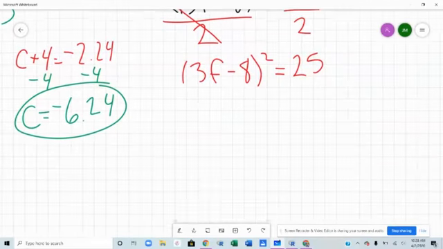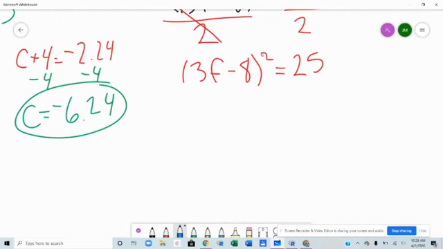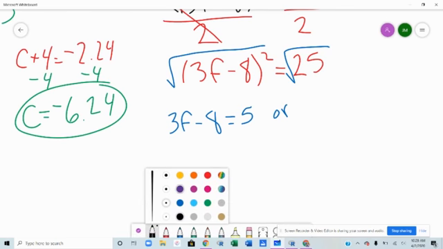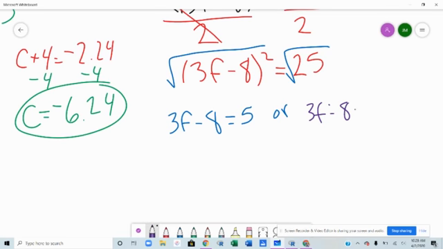After multiplication and division, you get rid of your exponents. You have a square you need to get rid of with a square root. So that leaves you with what's on the inside of your parentheses, 3f minus 8 equals the square root of 25, which is 5, or you take what was inside your parentheses, 3f minus 8 equals negative 5.